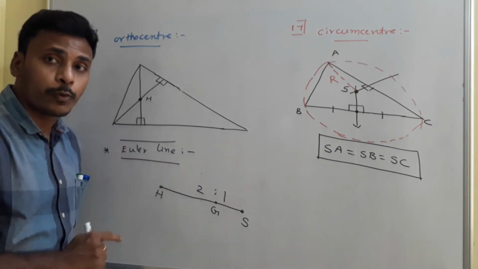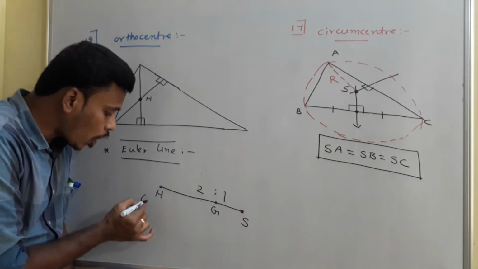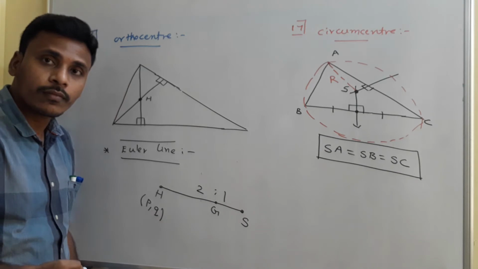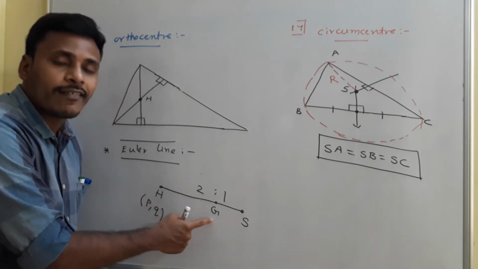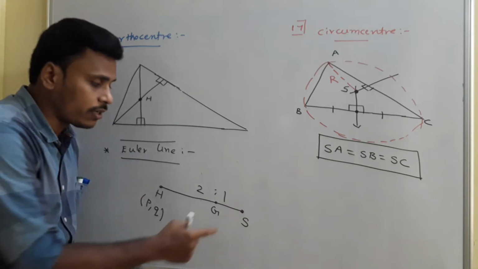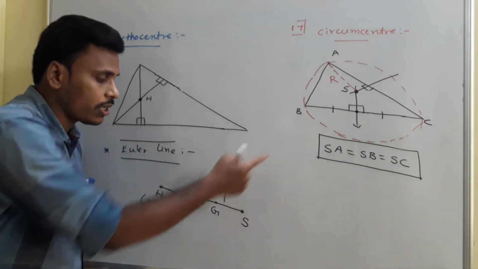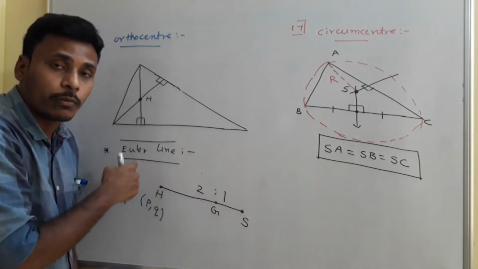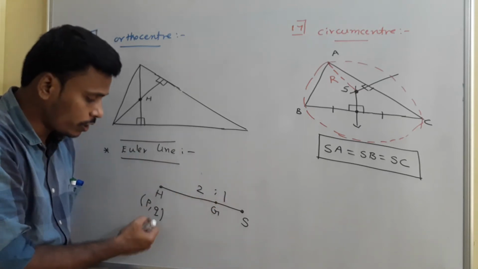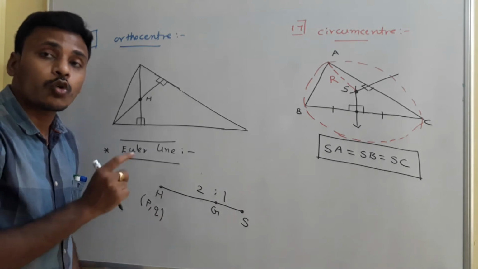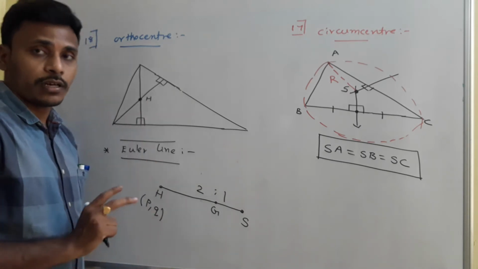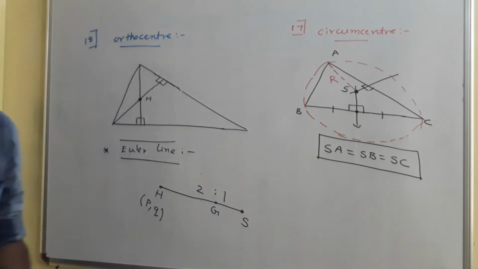With the help of this property, if you don't know the orthocenter, take it as P comma Q. You have a formula to find the centroid, and you have a logic to find the circumcenter. Find the circumcenter by this logic, find the centroid by the formula, and after having these two, using this ratio, you just calculate the orthocenter. So to find the orthocenter, initially we need both centroid and circumcenter.